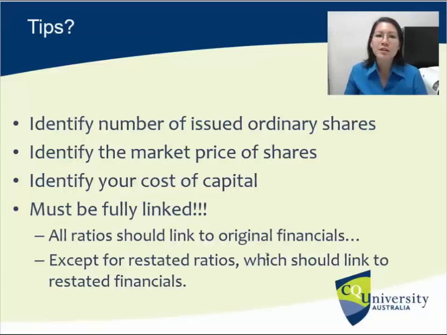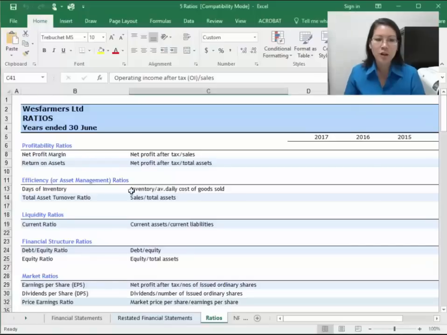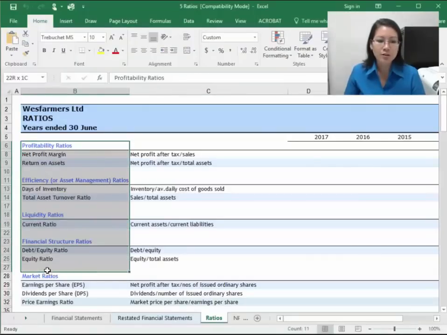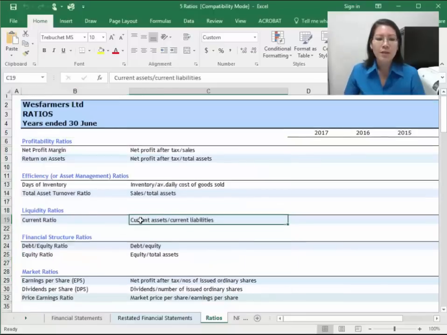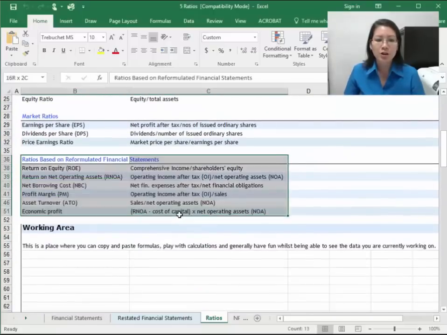All your ratios need to link to the original financials except for your restated ratios, which should be linked to your restated financials. So all of these ratios need to be linked to your financial statements tab, your original financials, and then all of these ratios need to be linked to your restated financials tab.